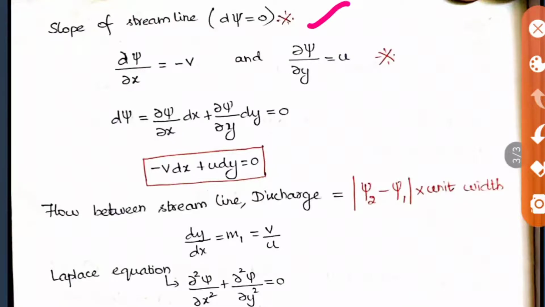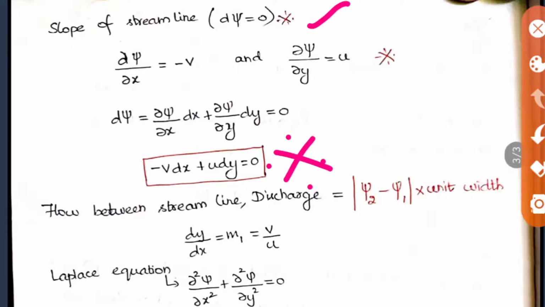Here you can write dou chi by dou x is equal to minus v, and dou chi by dou y is equal to u. This is very important because these two formulas only will be applied in the questions. And then when you take the total differential, we have seen this, it is equal to 0. So dou chi by dou x into dx plus dou chi by dou y into dy is equal to 0. You can substitute minus v here and u here. So you get minus v dx plus u dy is equal to 0. This is also the second important formula.